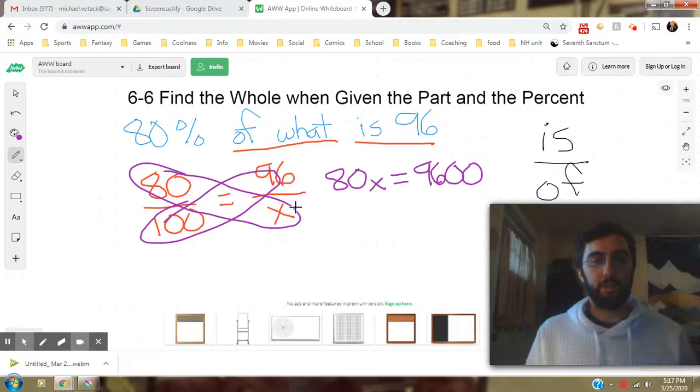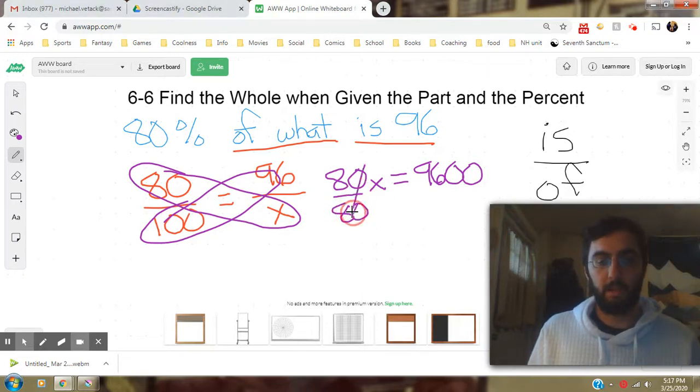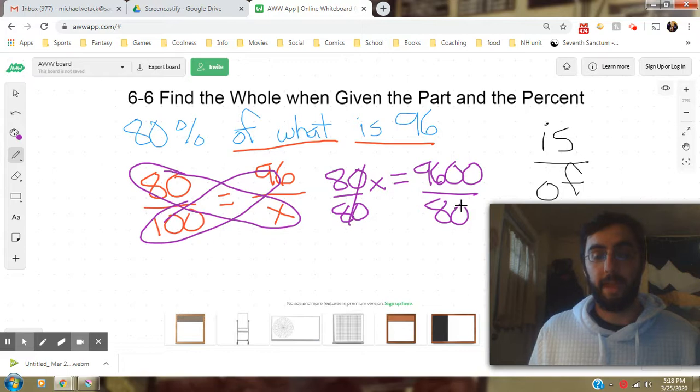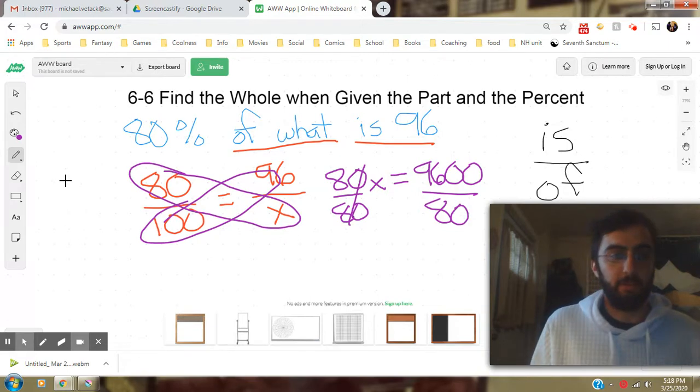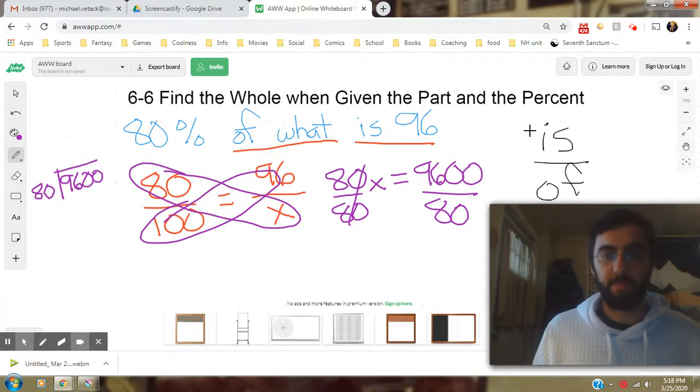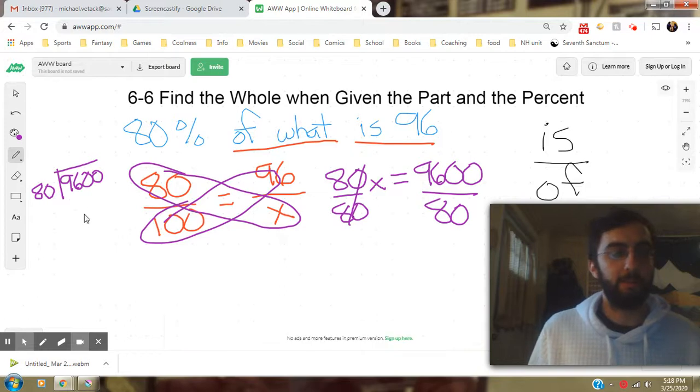And now we just need to solve for x. So let's get x by itself. 80 divided by 80 cancels itself out, and 9600 divided by 80. So if we do that way over here, a little more room. It is good to use as much space as needed to solve these problems. Notice I'm not erasing any of my work as I'm going. I'm just leaving it all here so I know exactly what I'm doing. I can go back to it later.